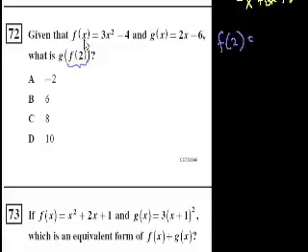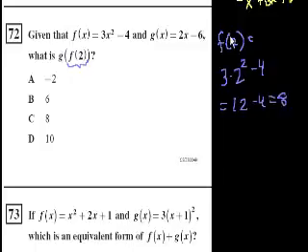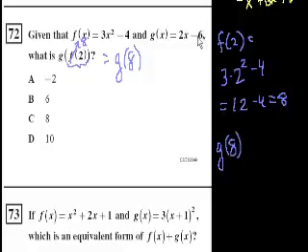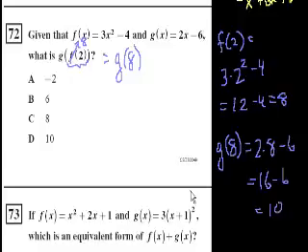F of 2. Wherever you see an x, you replace it with a 2. So that equals 3 times 2 squared minus 4. 2 squared is 4, times 3 is 12, minus 4 is equal to 8. So f of 2 is equal to 8. So g of f of 2 is equal to g of 8, right? And what's g of 8? G of 8, everywhere you see an x, just pop in an 8, is equal to 2 times 8 minus 6, which is equal to 16 minus 6, which is equal to 10. Choice D.